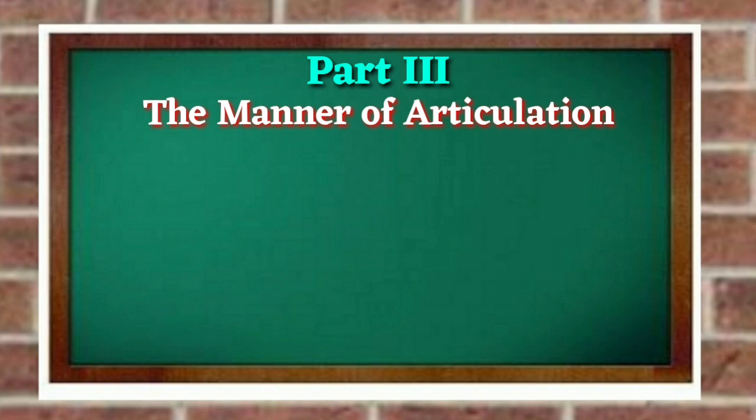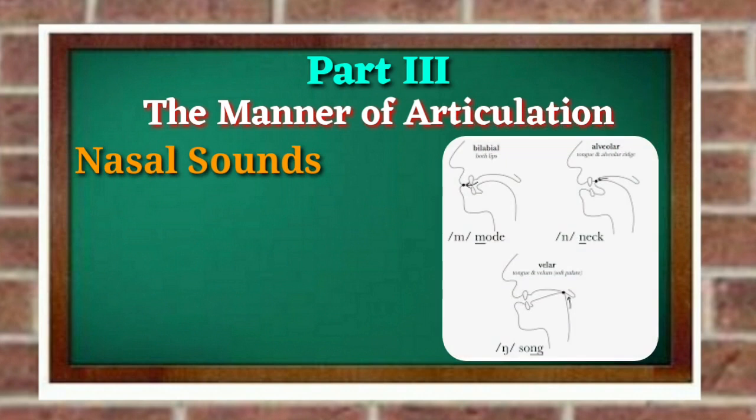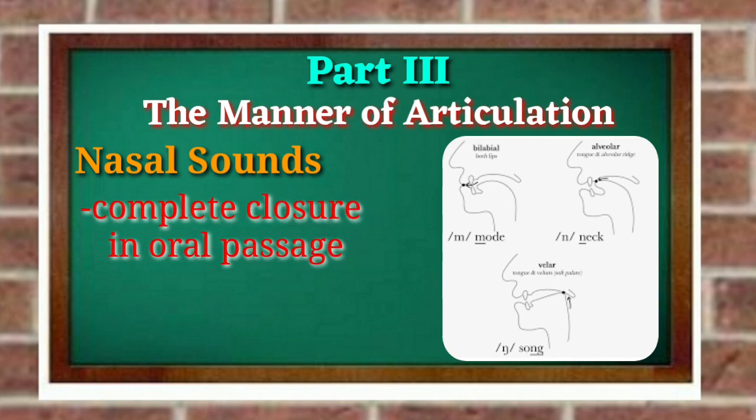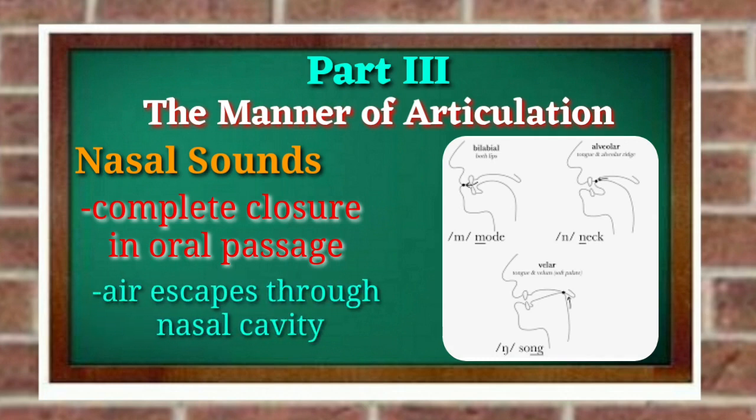The next manner of articulation is nasal sounds. Friends, in my one lecture, I have told you there are only 3 nasal sounds. It involves a stricture of complete closure of the oral passage, and air escapes through the nasal cavity, and the lung air can pass freely through the nose. The air passes out through the nasal cavity, hence the sounds are known as nasals.